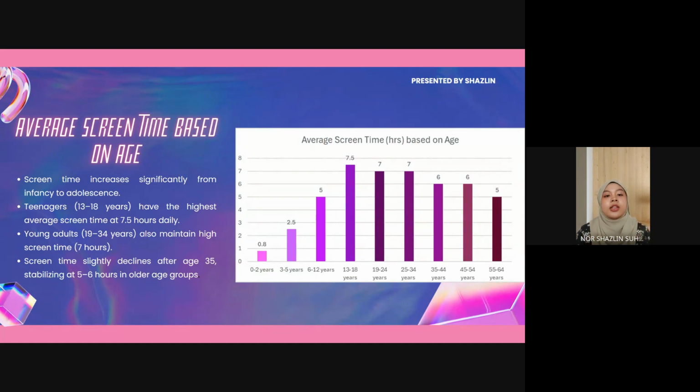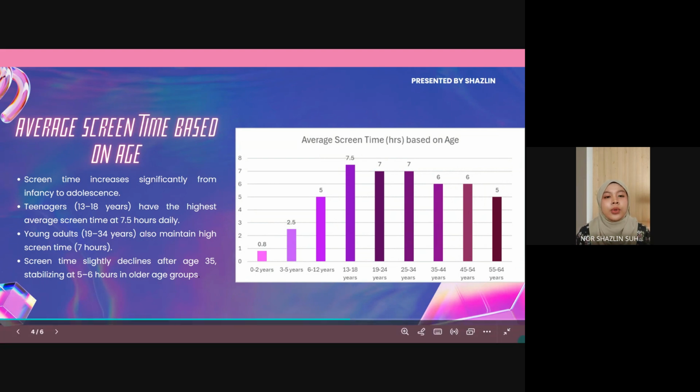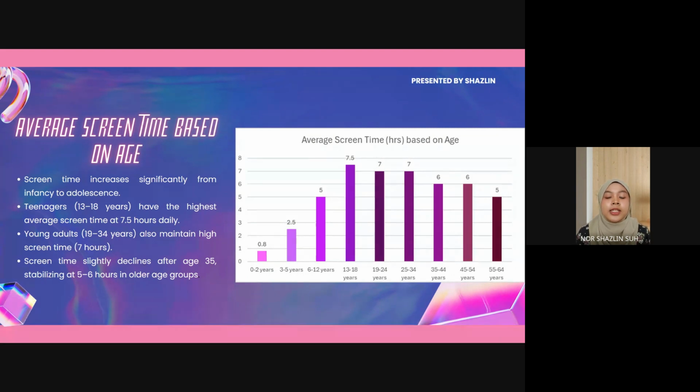However, once we hit the 35 to 44 and 45 to 54 age groups, screen time slightly dropped to around only 6 hours per day. This group often balances busy schedules with family life. So screen time is still significant, but it starts to feel more functional because of email, news, and productivity apps rather than endless entertainment.